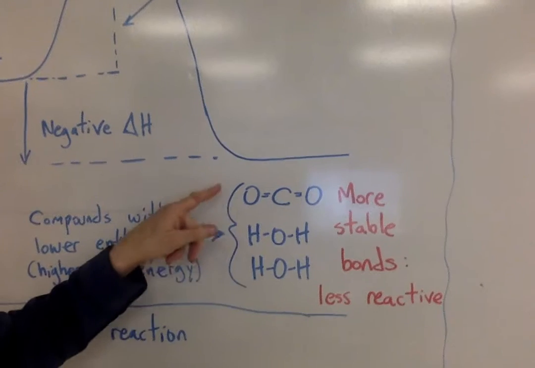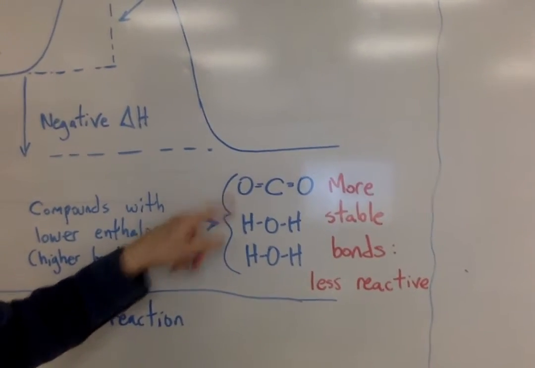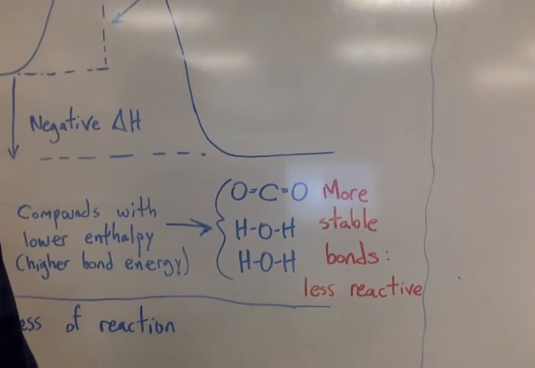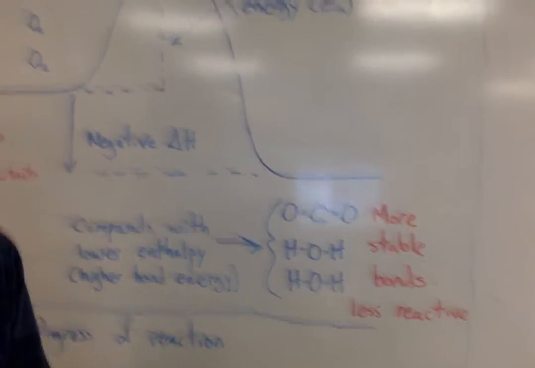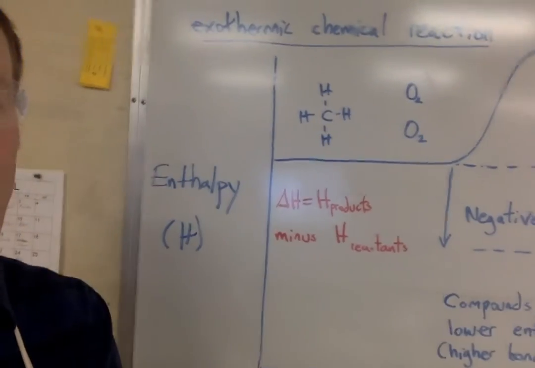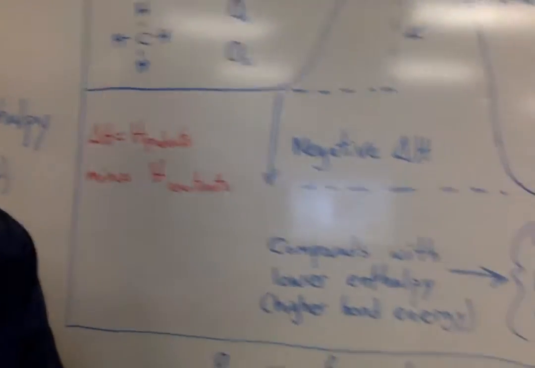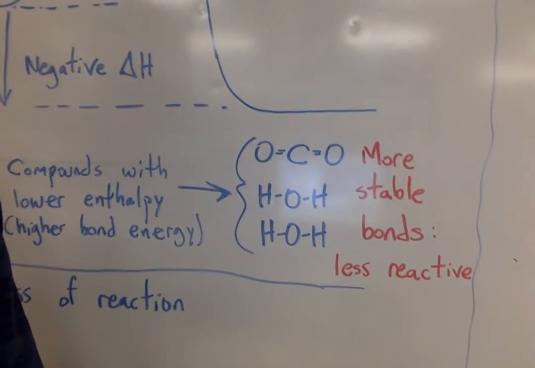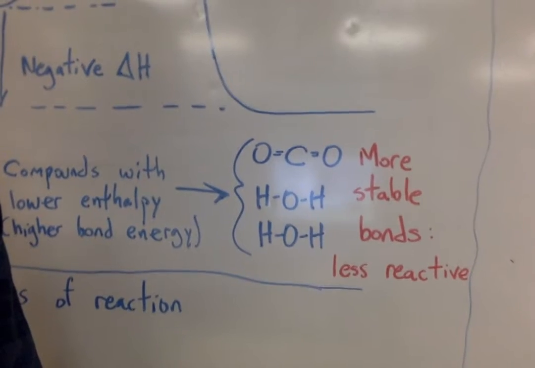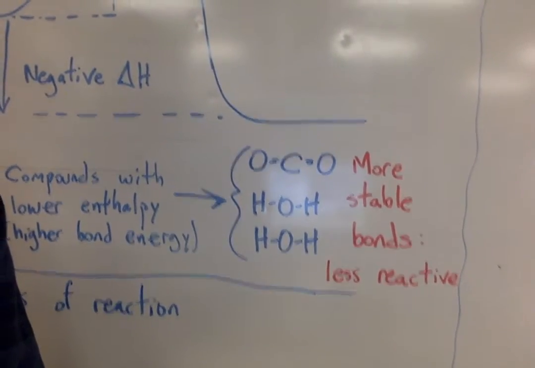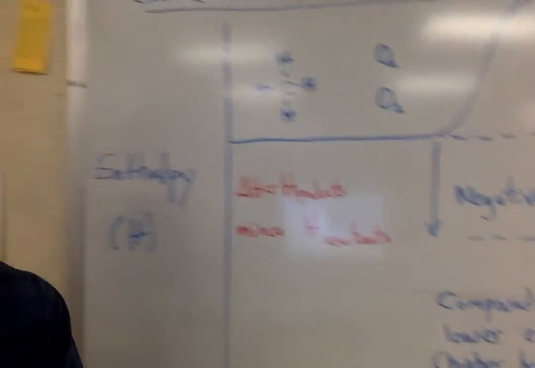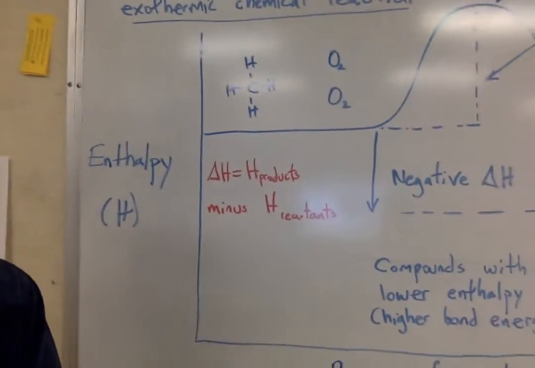Over here, we have our products right there. Carbon dioxide and 2 molecules of water. Notice this. 1 carbon atom, 4 hydrogen atoms, 4 oxygen atoms. 1 carbon atom, 4 hydrogen atoms, 4 oxygen atoms. This comes back to the law of conservation of atoms.